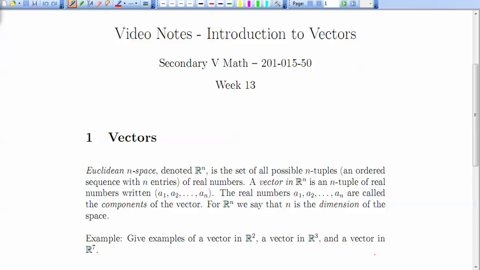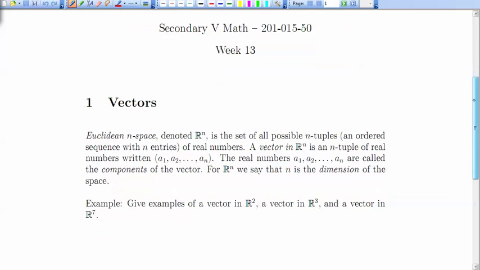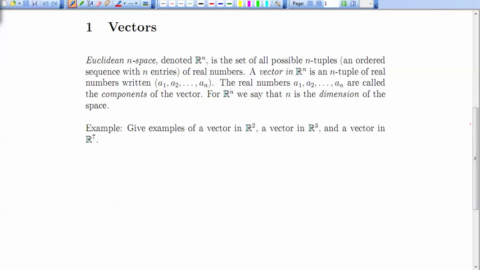Hello! This week we're going to be starting our discussion about vectors. Now, we're going to look at vectors in Euclidean n-space, and that's just a fancy word for talking about vectors where we've got a bunch of real numbers separated by commas and surrounded with round brackets. We call those individual numbers the components of the vector. And we say that the number of components there are, that's the dimension of the space where that vector is in.